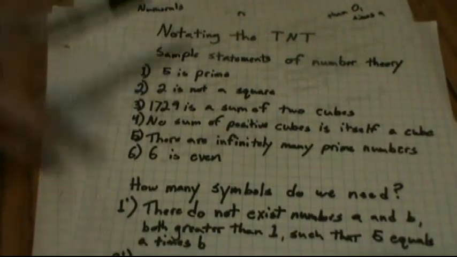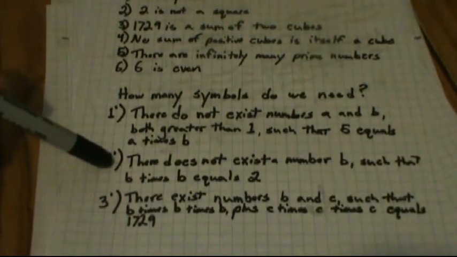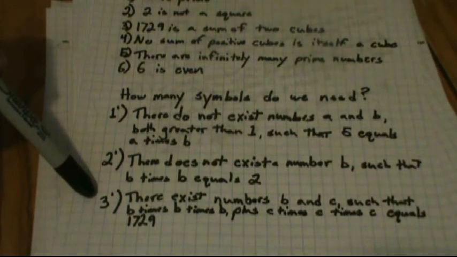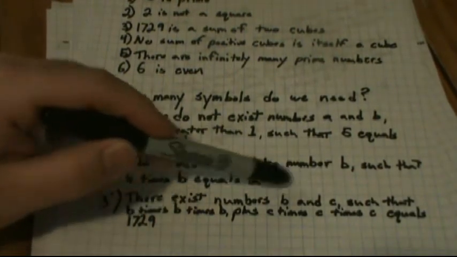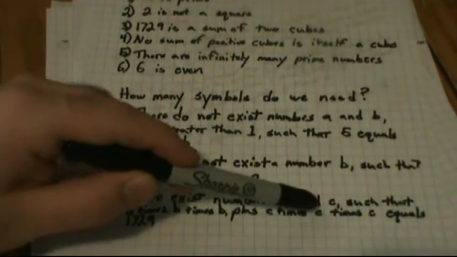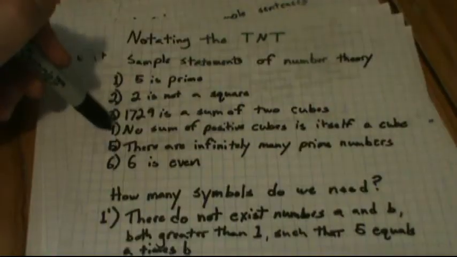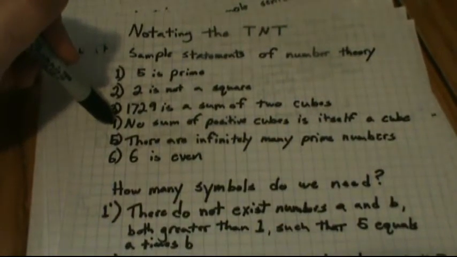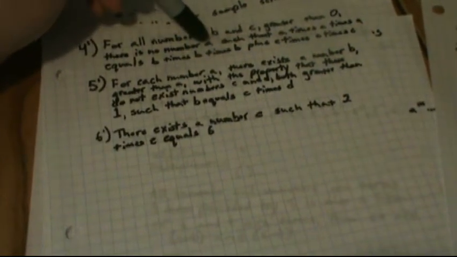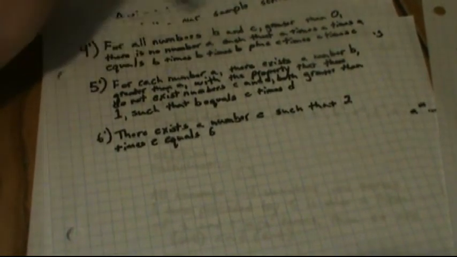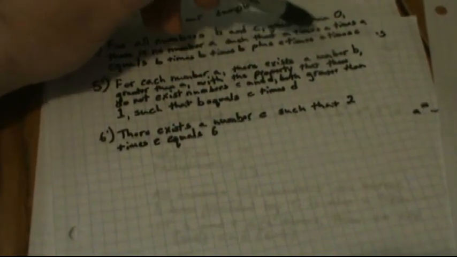2 is not a square can easily be read, there does not exist a number b such that b times b equals 2. We've already figured out how to talk about squares, so talking about cubes is the same thing, we just add another times c. So statement 3 is fairly trivial. No sum of positive cubes is itself a cube. For all numbers b and c greater than 0, there is no number a such that a times a times a equals b times b times b plus c times c times c.